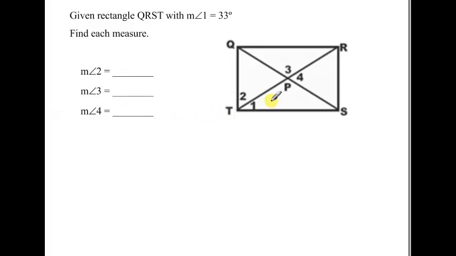Let's look at this example. Now this is the same picture, but we're going to clear it off because we're going to find some angle measures. Angle 1 is 33 degrees. I'd like to add that into the picture. Let's put 33 right in here and find the measures.